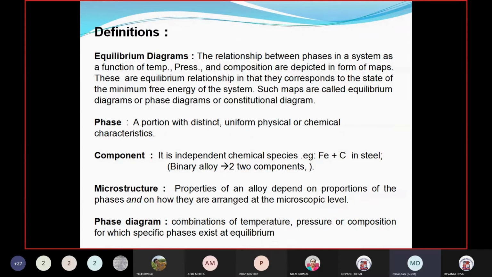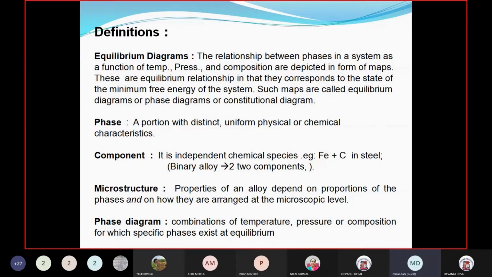These equilibrium relationships correspond to the state of minimum free energy of the system, and such a map is called an equilibrium diagram, or phase diagram. Just now we are talking about steel, but if it is a non-ferrous metal, then also with the different alloying elements you have a different phase diagram.